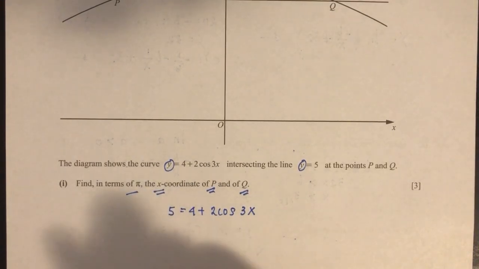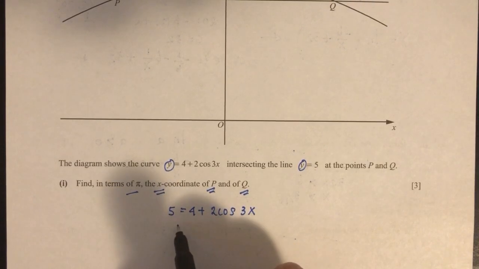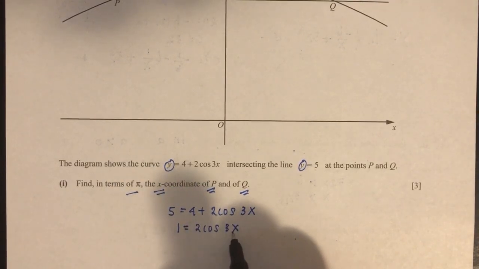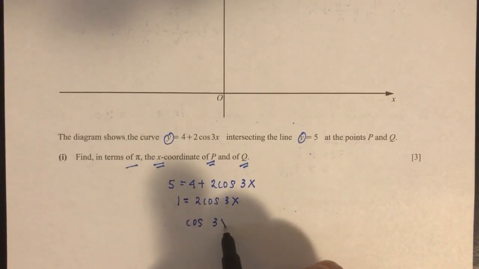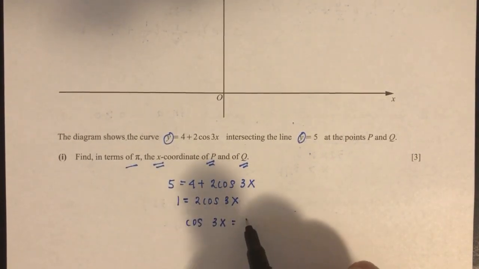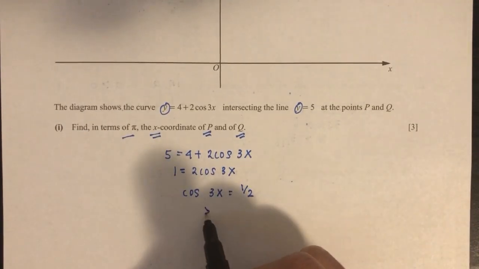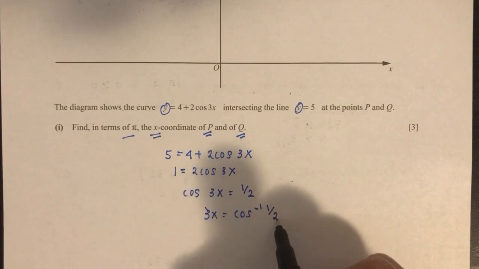Let's solve this. What can we have? We have 1 equals 2 cos of 3x. So cos 3x will be half. So 3x is cos inverse of half.